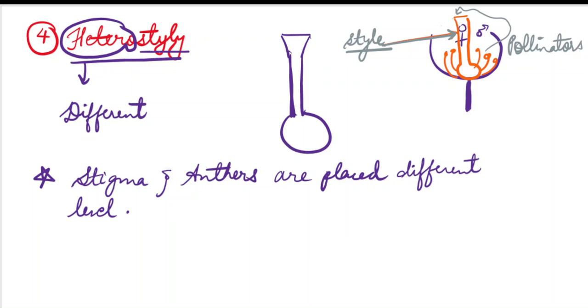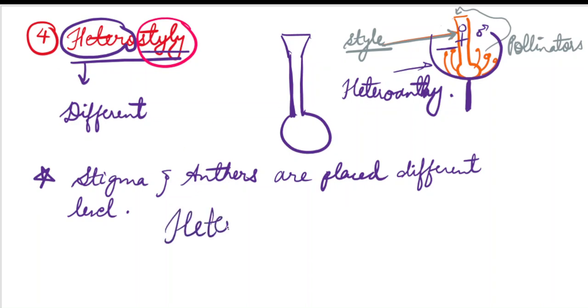Now suppose there is some different level. This is heterostyly, but what if the anthers are at a different level? Suppose here the anthers are at a lower level. So we can say this is heteroanthy. Anthy refers to anthers. So your anthers are at a lower level and the stigma is at a higher level. So both are at different levels. So we say it is a heteromorphic flower.